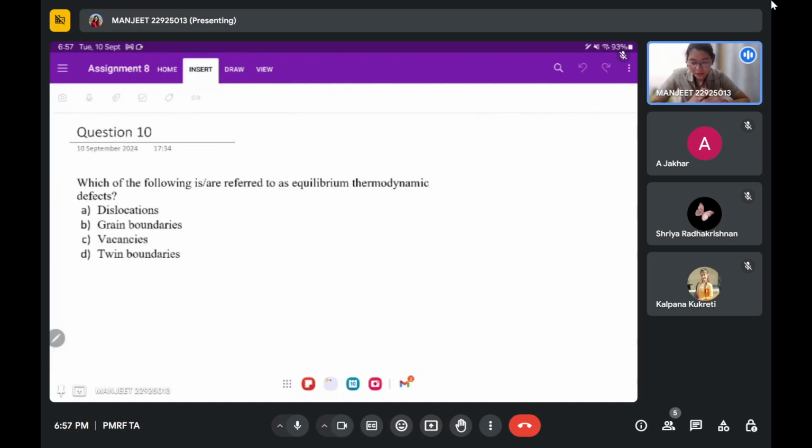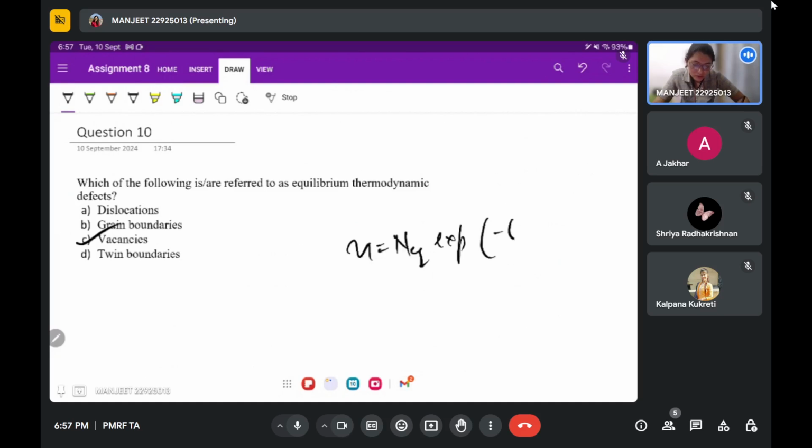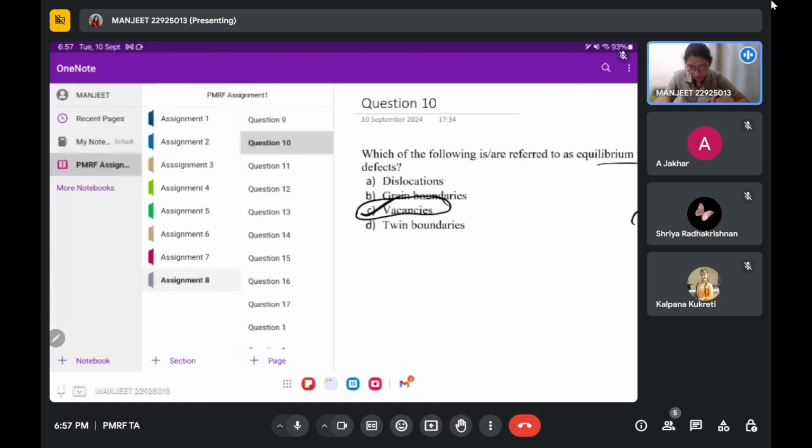Which of the following are referred to as equilibrium thermodynamic defects? You know already that the professor has also told that equilibrium thermodynamic defects refer to vacancies, which are dependent upon the temperature. At a particular temperature, n equals N exponential of minus formation energy divided by kT. So vacancies are the equilibrium thermodynamic defects. So vacancy is called the equilibrium thermodynamic defect.